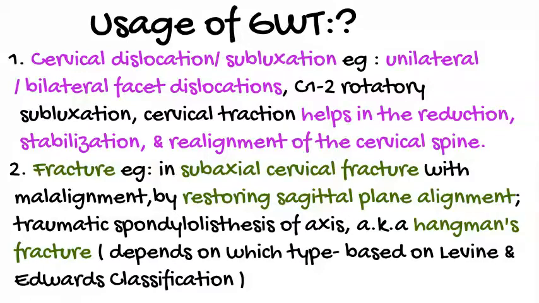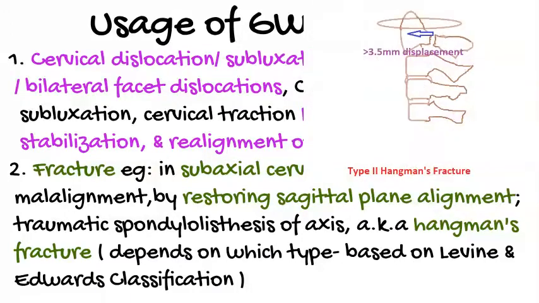Number 2, fracture, for example in a subaxial cervical fracture with malalignment, by restoring the sagittal plane alignment. Another example is traumatic spondylolisthesis of the axis, also known as hangman's fracture, depending on which type, based on the Levine and Edwards classification.